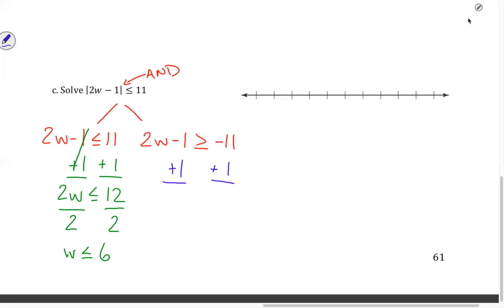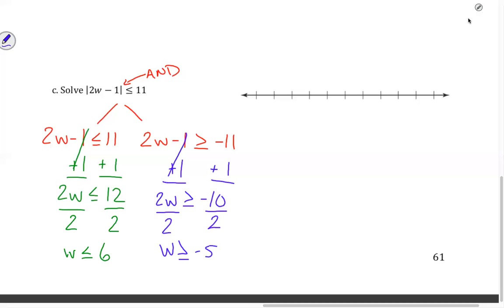Notice, I kind of like doing absolute value problems. Do you see how the steps are the same here? So I'm going to add 1, and then my next step will be probably to divide by 2. Do you see that? It's kind of easy. So 2w is greater than or equal to negative 10. Then what, Matt? Divide by 2. So w is greater than or equal to negative 5.